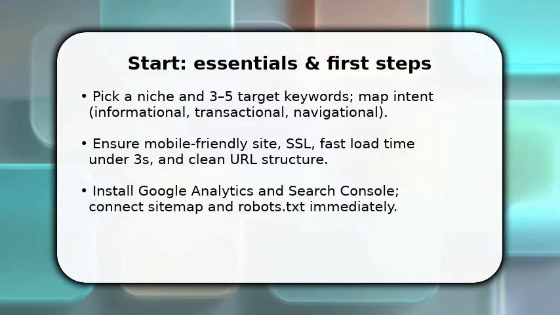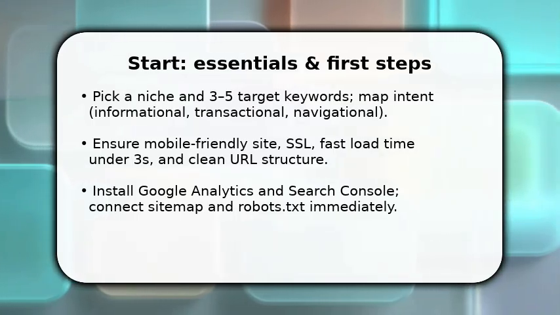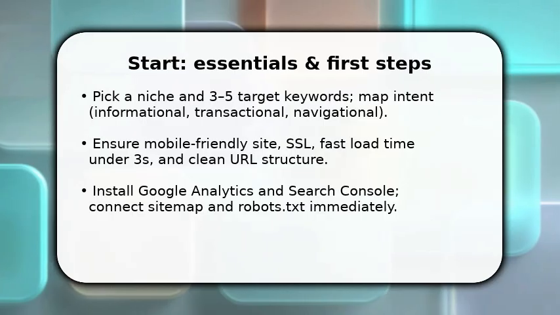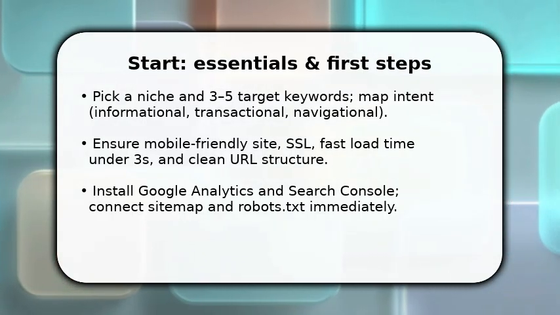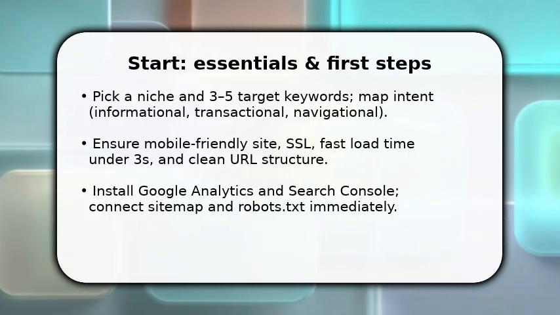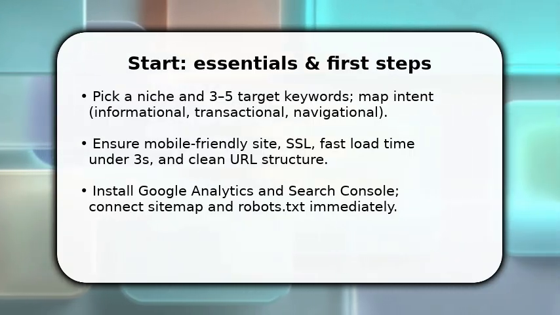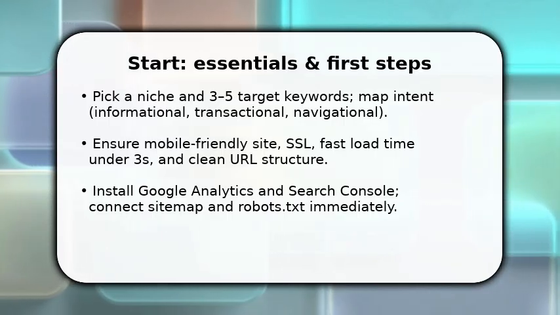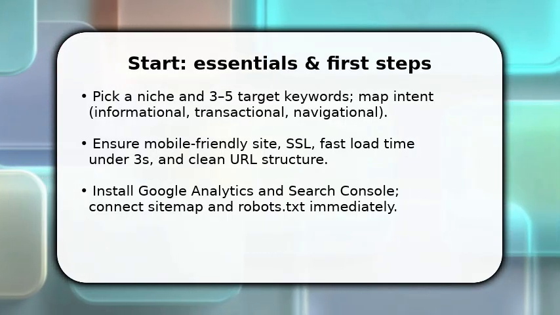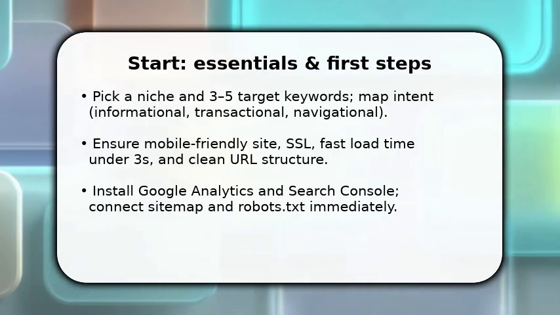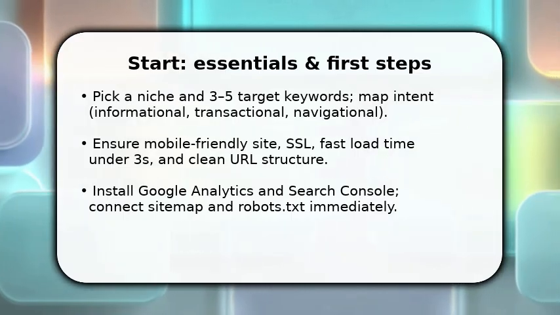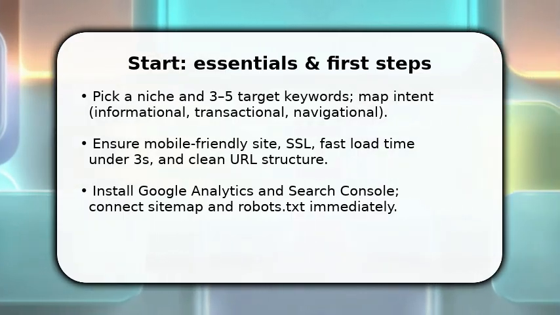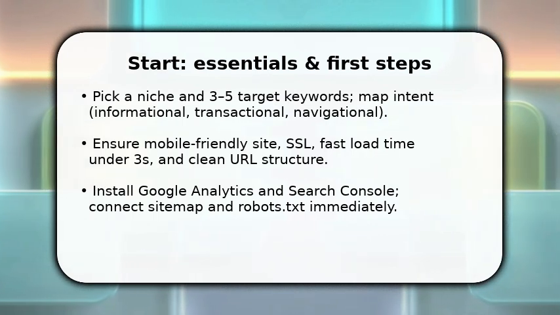Enjoy the video. You begin by locking down essentials so you can act fast. Choose a niche and 3-5 target keywords that match user intent because relevance guides everything. Once done, make sure your site is mobile-friendly, uses SSL, and loads in roughly 3 seconds so search engines can crawl efficiently. Next, install Google Analytics and Search Console and submit your sitemap so you start collecting data from day one. This lets you measure impact and prioritize what to improve next.